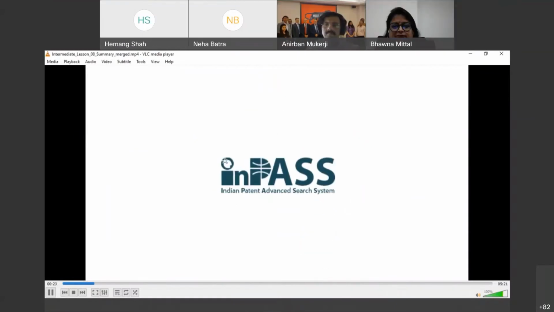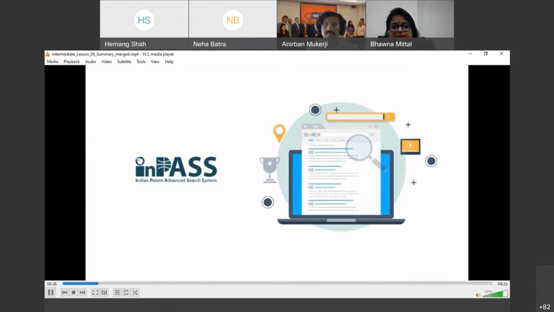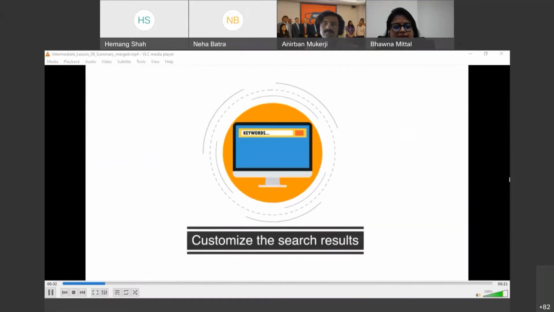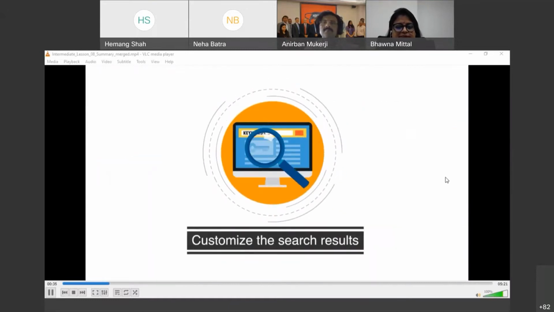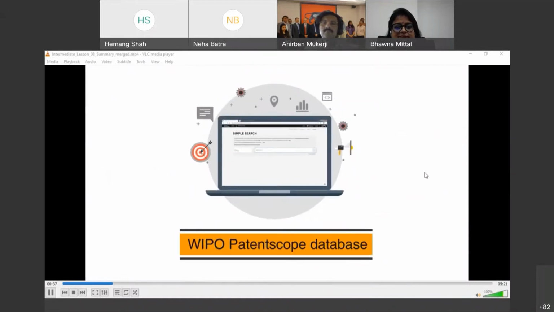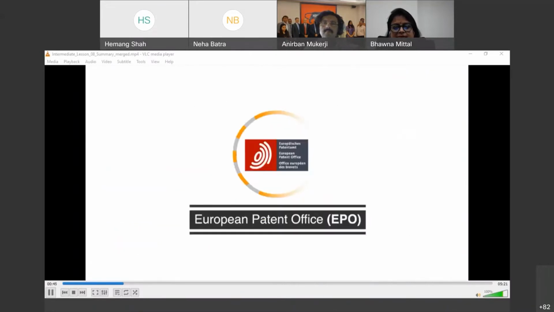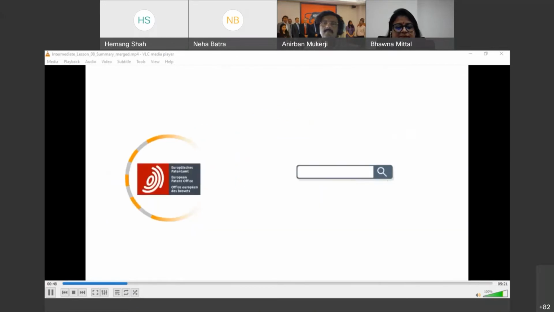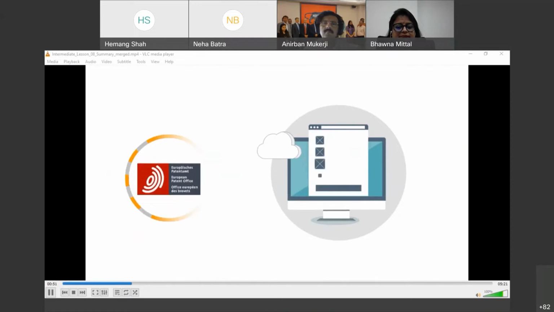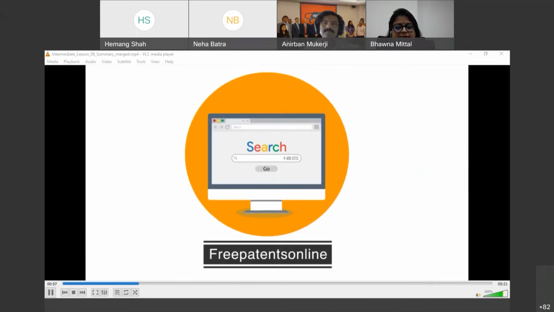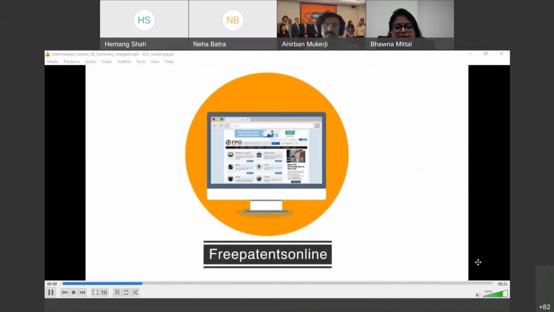INPASS is the Indian Patent Office's search tool. It allows you to conduct full text search for granted patents and published patent applications. You can customize the search results using different keywords and search terms. The WIPO Patent Scope database contains data from 52 patent offices across the world, including the Indian Patent Office. The European Patent Office, EPO, also offers a free search tool where you can search for patent publications in a database of 100 million patent documents. Free Patents Online is a free database which allows you to make a search of the various patent search databases.